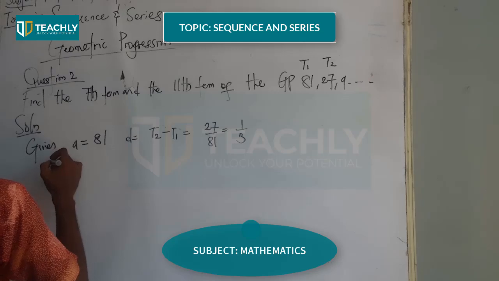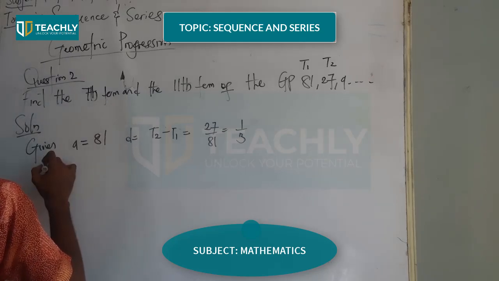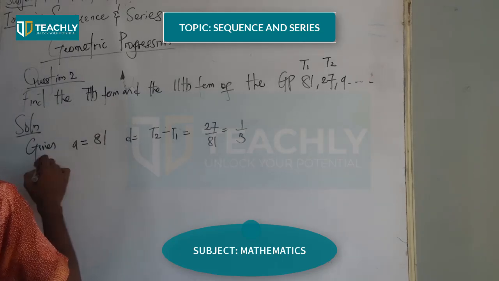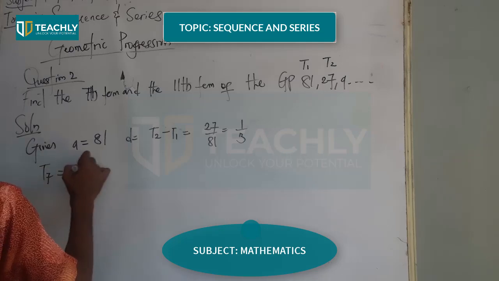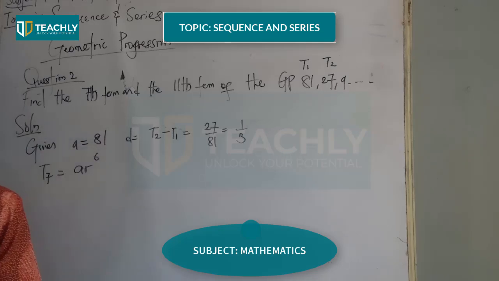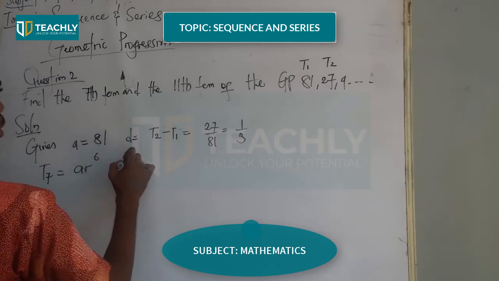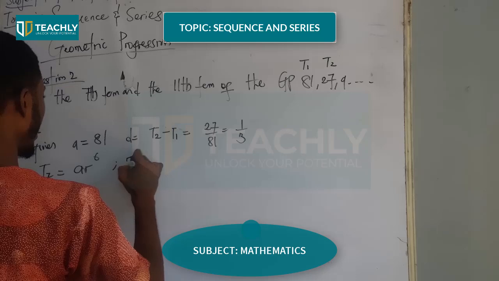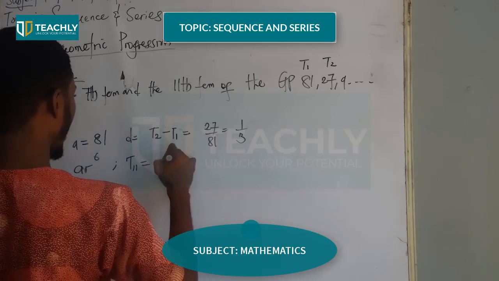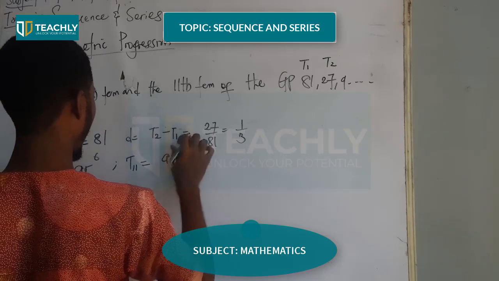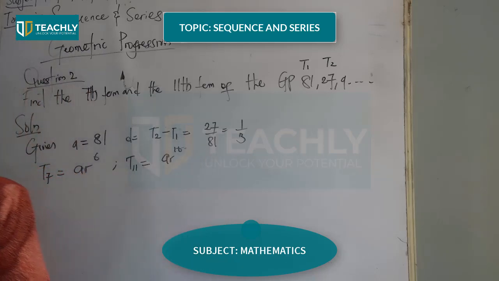And then we have our 7th term. Our 7th term, T7, is A raised to the power of 6. Okay? And then our 11th term, T11, is A raised to the power of 10. Okay, so how do we approach this?